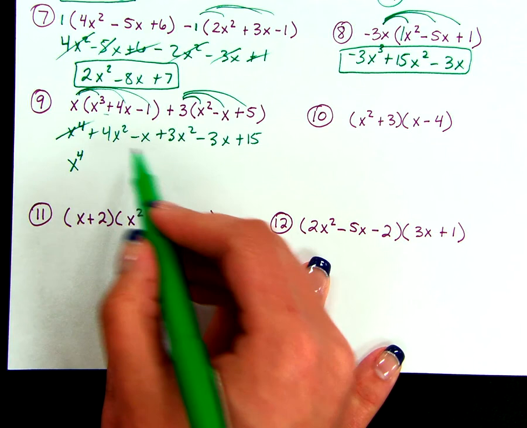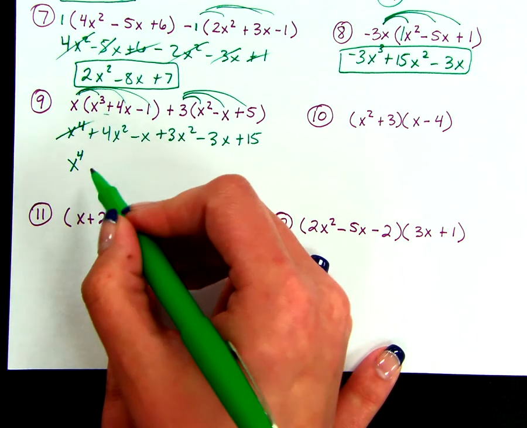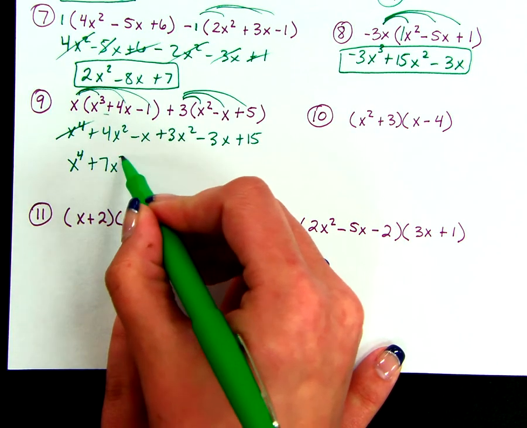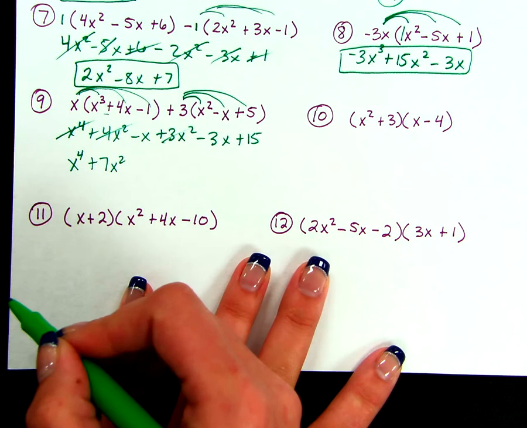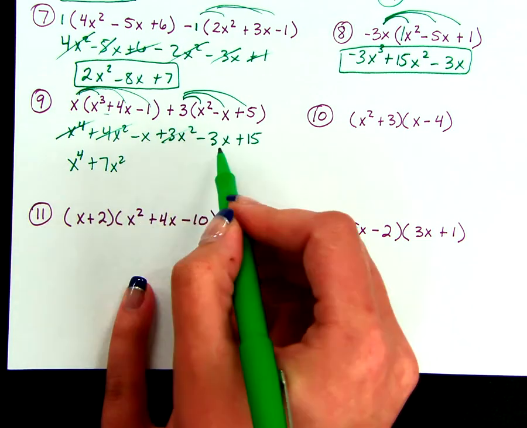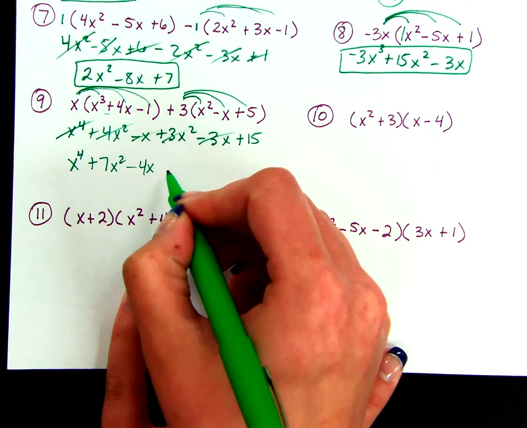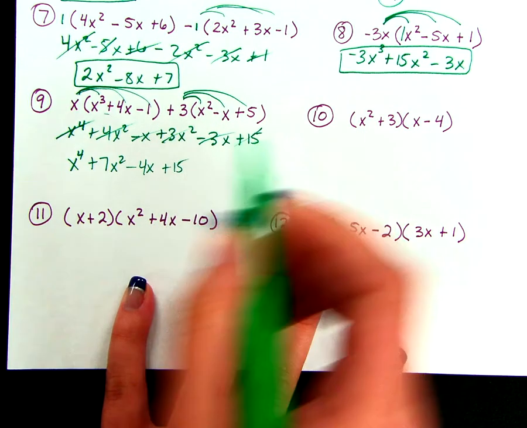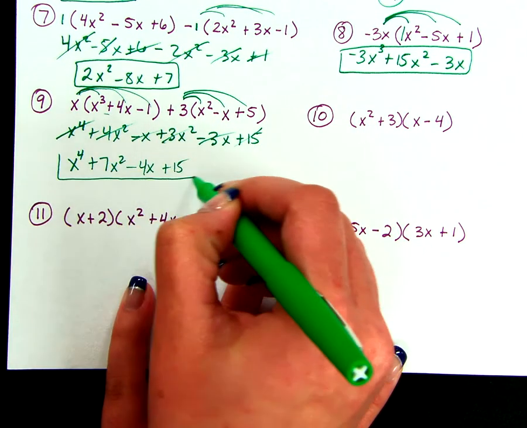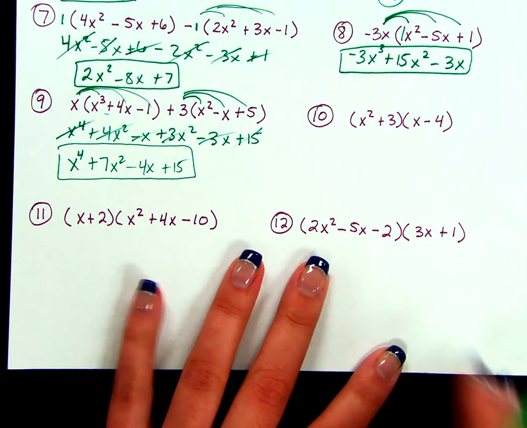X squared is the next highest. So 4x squared plus 3x squared is 7x squared. And then negative x minus 3x is negative 4x. And nothing to combine 15 with, so we are just going to rewrite it. So nothing else to simplify, so this would be our final answer.